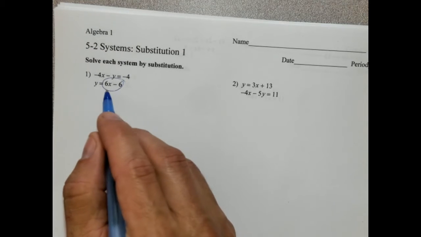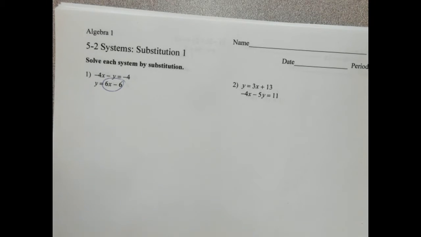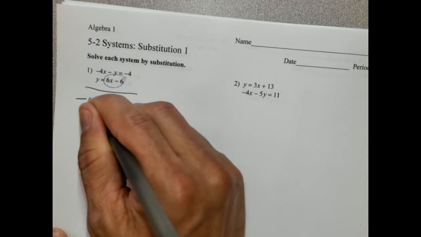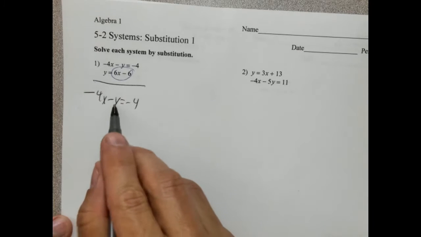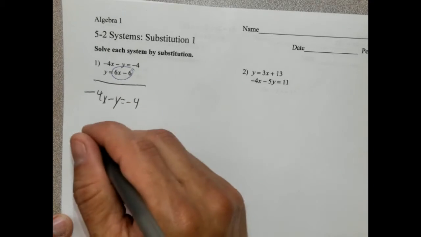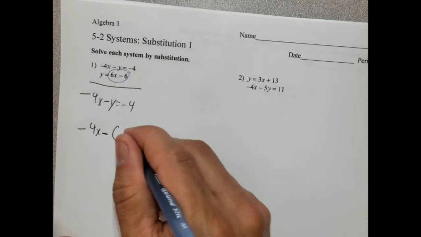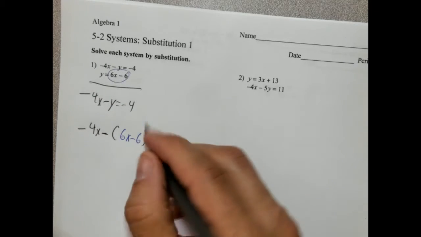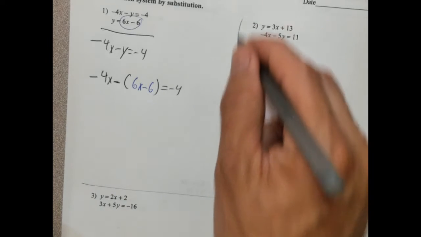So we're going to take this expression, 6x minus 6, and plug it in for this y up here. I'm going to rewrite this equation without any changes first. I'm going to write negative 4x minus y equals negative 4. Now I'm going to rewrite that, but instead of y, we're going to put this in for that, right? So 6x minus 6 will take the place of the y, or substitute. So negative 4x minus, parentheses, 6x minus 6, close parentheses, equals negative 4. All right, and now we're just going to solve for x.